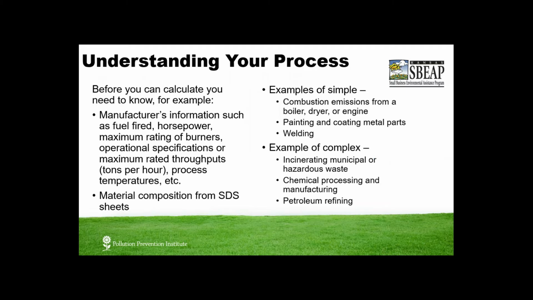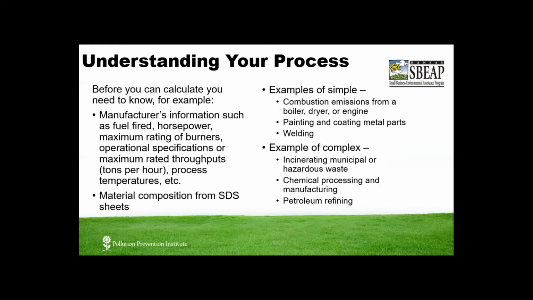Before you can calculate the emissions of any process, you must understand the process and what regulated pollutants may be emitted from the process. You will need to know about the emission unit or process. This could include manufacturer's information such as fuel fired, horsepower, maximum rating of burners, operational specifications, maximum rated throughputs, or process temperatures. The material composition from a safety data sheet can be useful for some emission calculations.